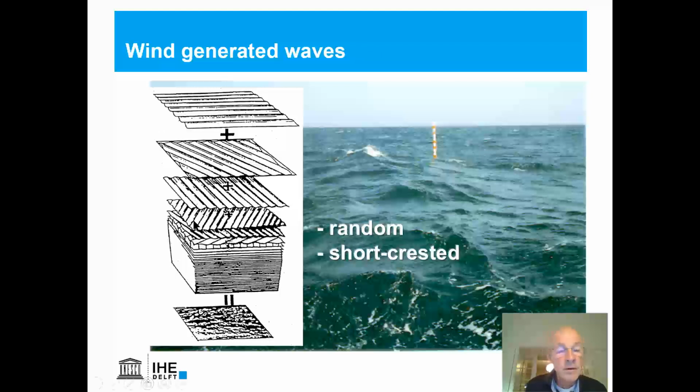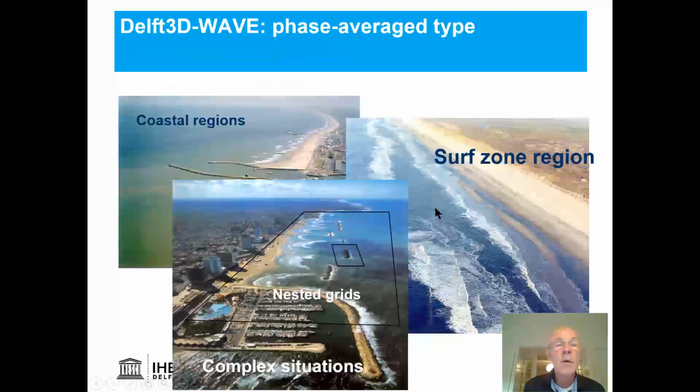So this summation of all possible wave trains leads to a pattern like this. And that leads to random waves that are short crested. And if all these patterns are more or less in the same direction, then you get more long crested waves, but they will always be random because of the interference between the different wave components. So Delft3D Wave uses the phase averaged type, and it's used for coastal regions, surf zone region, nested. We can use nested grids, but the details of the wave propagation in a port like this would not be resolved.